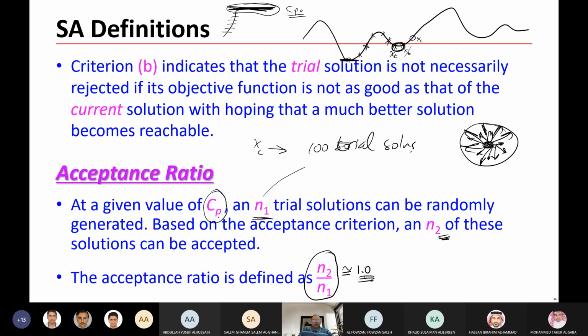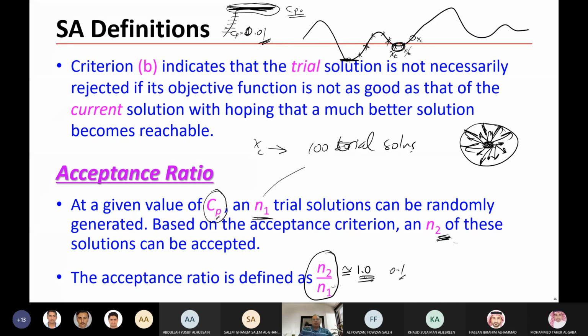So what you can do is the following. You can start with any value of the CB. CB here equal to 0.1, for example, or 1. Let us start with 1. But we don't know if 1 is very high or very low. We can start with a very small value, 0.01, and then this is heating up, so you increase the temperature. With this value of the CB, you do 100 trial solutions and you see how many accepted solutions you calculate.